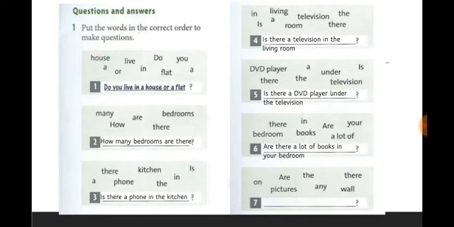Number 7. Also we have are there, and the pictures on the wall. Here we have any, which we also put before pictures. Are there any pictures on the wall? Are there any pictures on the wall?